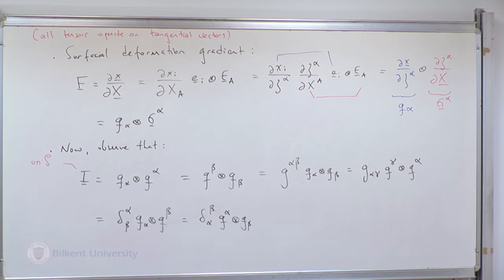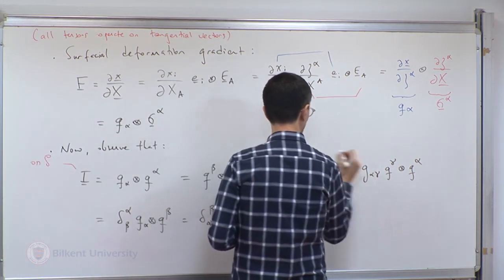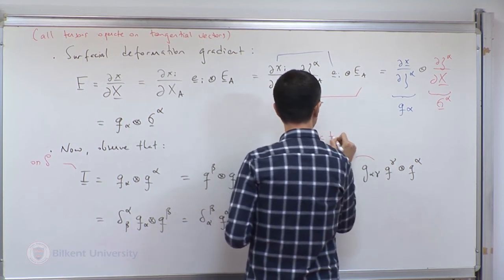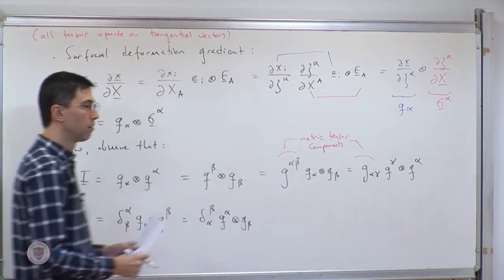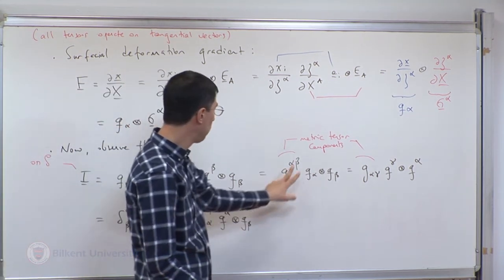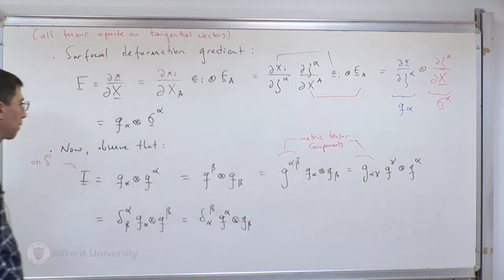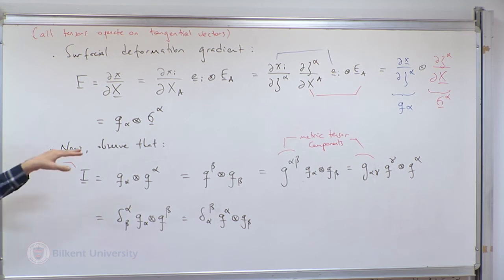So these are metric tensor components. One is contravariant, one is covariant, but both have to do with the identity. And we remember they are both symmetric because the identity has to be symmetric, right? The components, when I switch them, they don't change. If you want to show this, let me give you a hint.